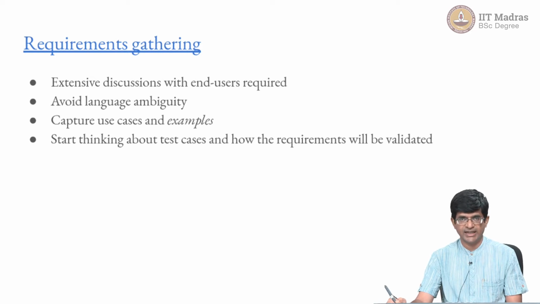Extensive discussions with the end users are required, and an important thing that is needed over here is this: very often what we say in a language like English versus what gets implemented in code are not the same, right? English and other human languages are ambiguous, meaning that very often it's possible to interpret the same thing in multiple different ways. So avoiding that kind of language ambiguity is very important.